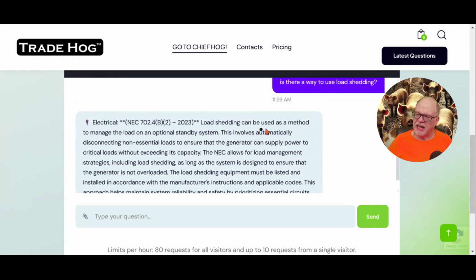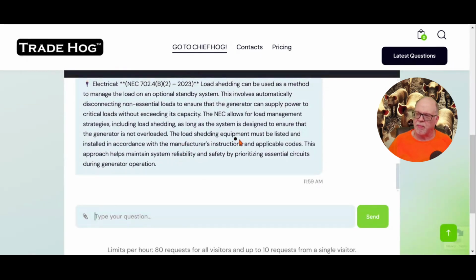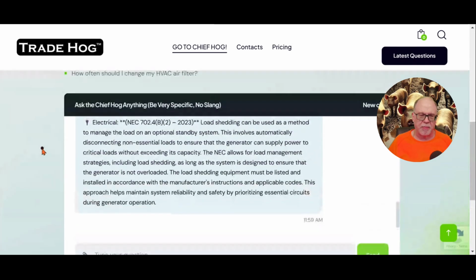Okay, it says load shedding can be used as a method to manage the load on an optional standby system. This involves automatically disconnecting non-essential loads to ensure that the generator can supply power to critical loads without exceeding its capacity. The NEC allows for load management strategies, including load shedding, as long as the system is designed to ensure that the generator is not overloaded. Load shedding equipment must be listed and installed in accordance with the manufacturer instructions and applicable codes. This approach helps maintain system reliability and safety by prioritizing essential circuits during generator operation.